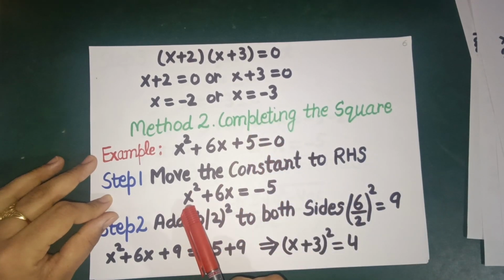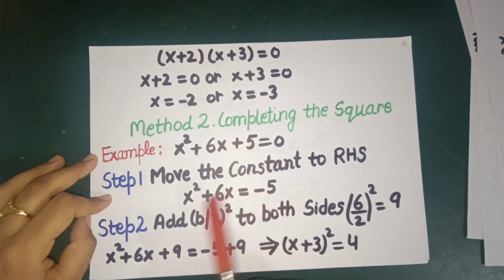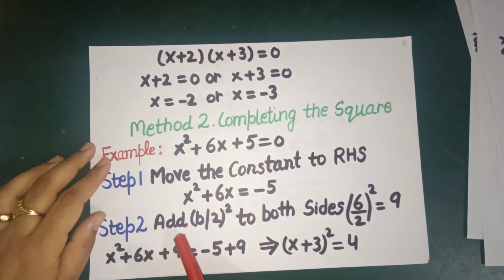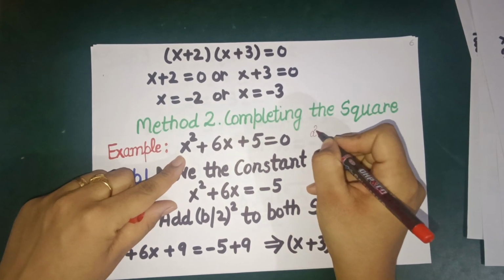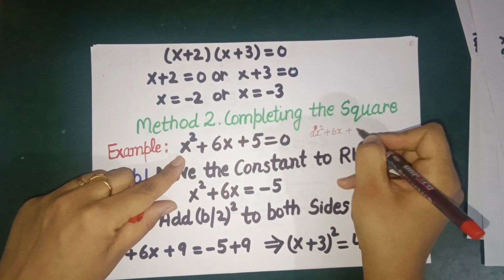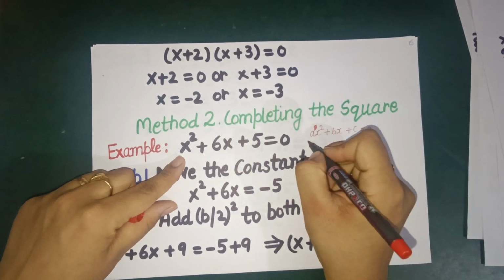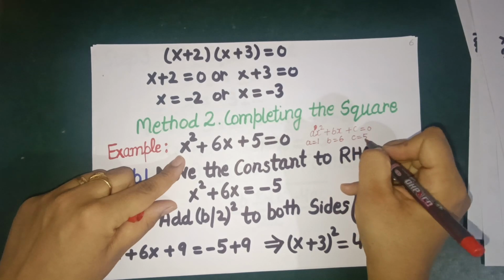We have x squared plus 6x equals minus 5. Step number 2 says add b by 2 squared to both sides. Here, first we will write, compare this with ax squared plus bx plus c equals 0. So here a is 1, b is 6, c is 5.